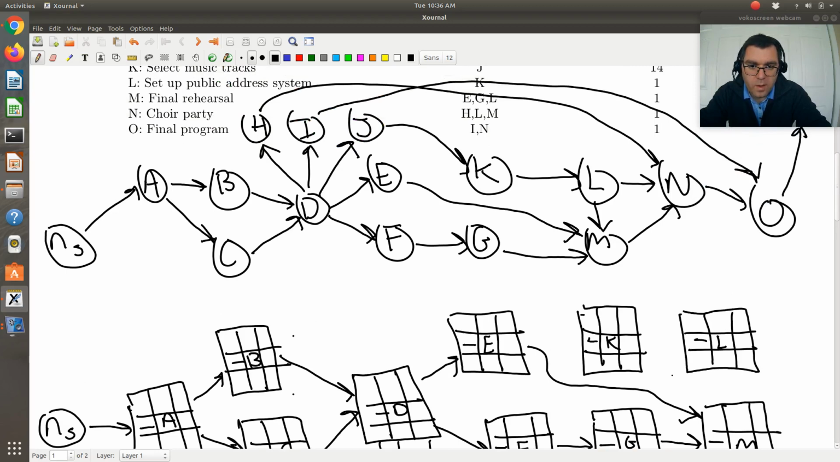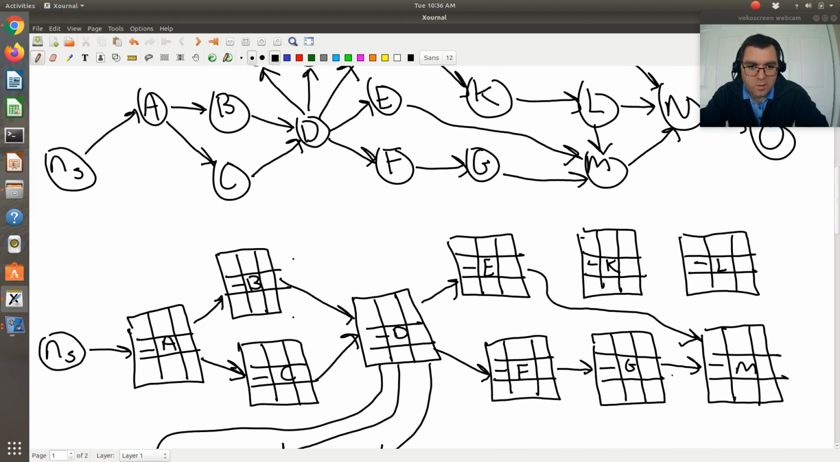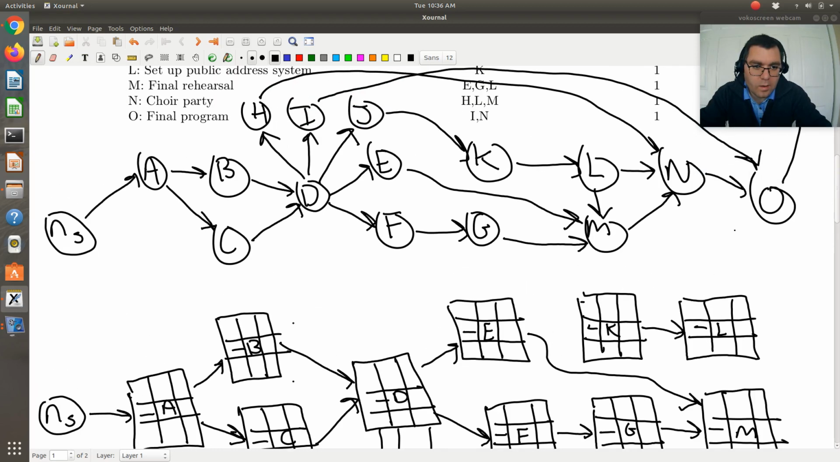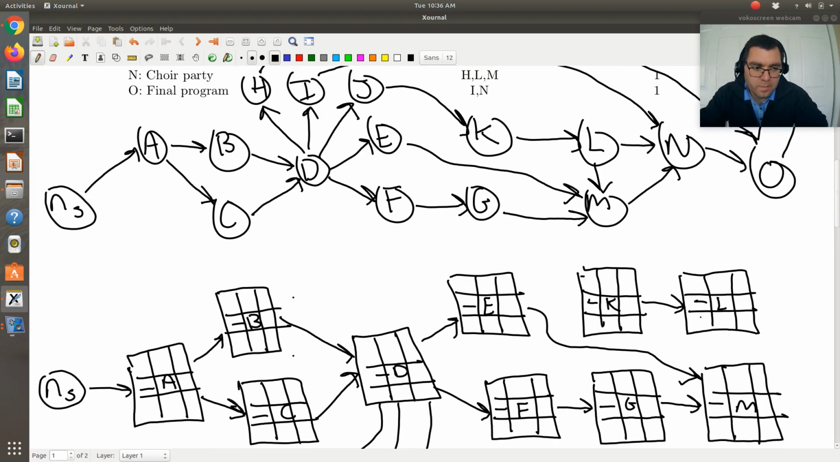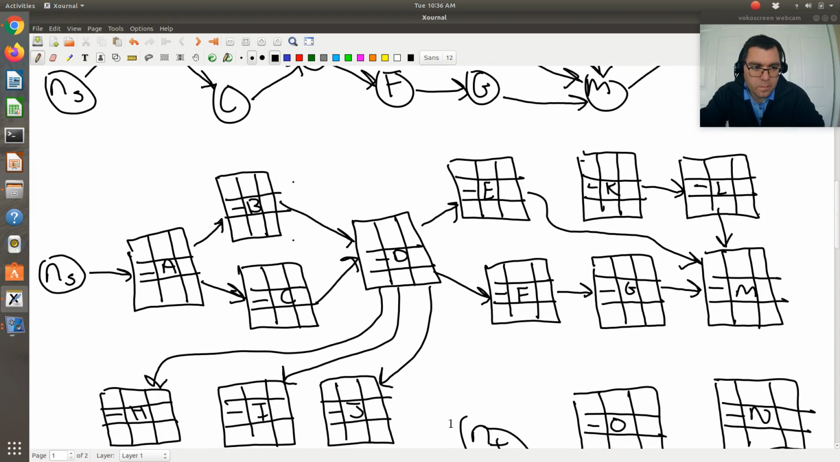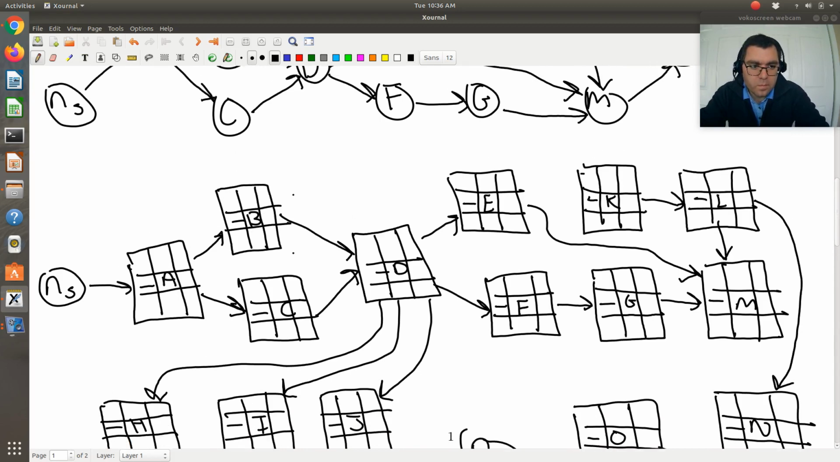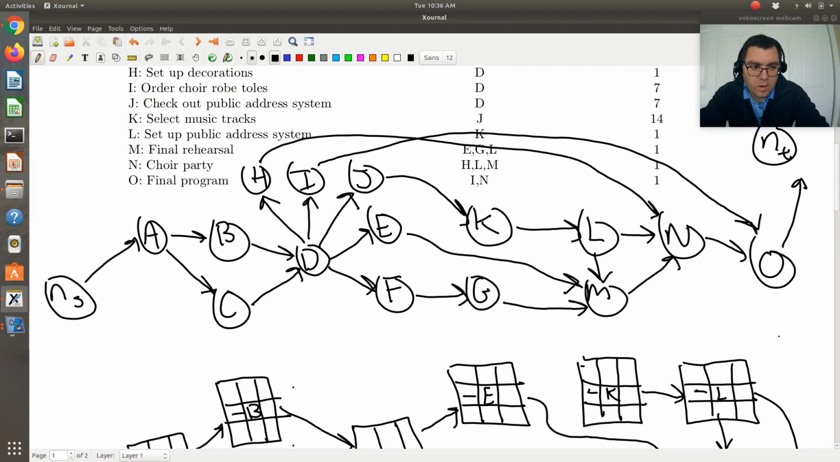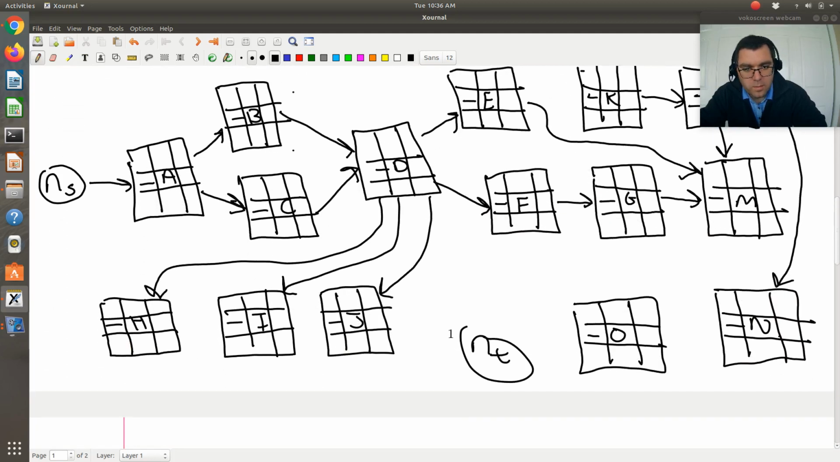J is going to go to K. Okay, let me get the H, I, J later, because you might need to move the one. K is going to go to L. L goes to M. L also goes to N. N goes to O, which goes to terminal.